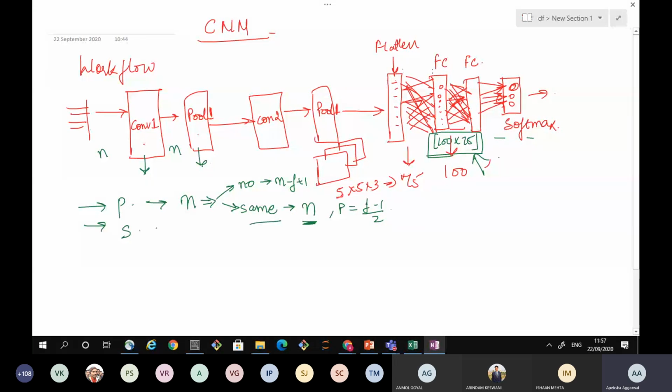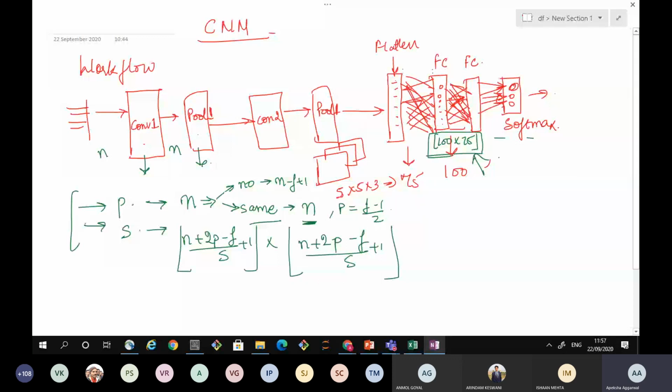After striding, if I'm applying striding as well, my output image size would change to n plus 2p minus f by s plus 1 cross n plus 2p minus f by s plus 1. This we have seen in the last class also, after padding and striding. So this padding and striding we do in the convolution layer only. After that, we have a max pooling layer. So after this, I get an output of, let's say in some notation, R1 cross R1. So I call this whole number R1. So the output over here is R1.